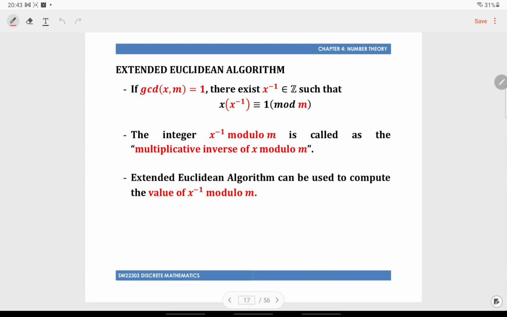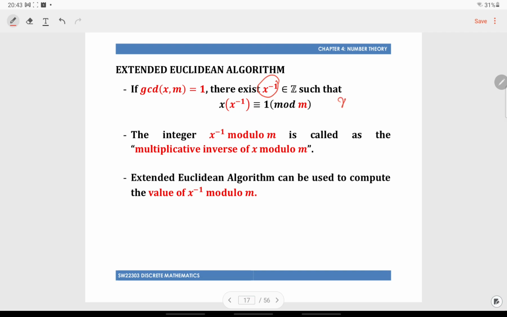Okay, so now we learn the details about this algorithm. If the GCD of two numbers, let's say x and m, equals 1, then there exists the multiplicative inverse of x modulo m. The multiplicative inverse is denoted like this. It is an integer, and when we multiply this integer with x, the product is congruent to 1 modulo m.